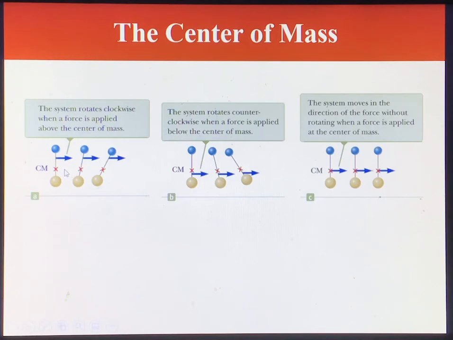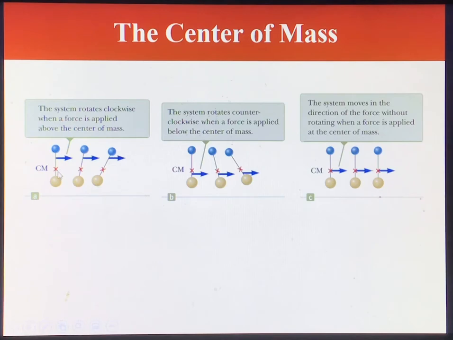So for example, if this is my M1 and this is my M2, then notice that because M2 is bigger than M1, the position of the center of mass is more towards the larger mass. So the position of the center of mass simply tells me where I can rotate.